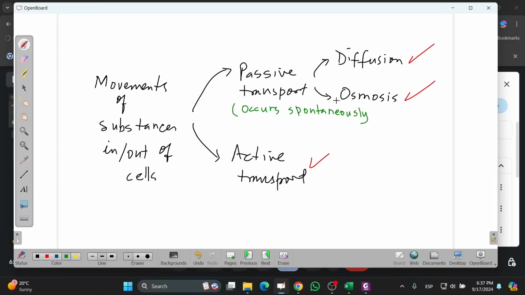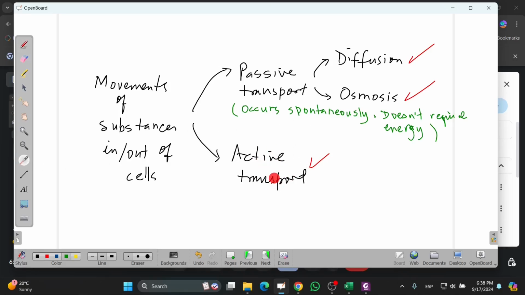And that means without any help. It happens spontaneously. That means it happens on its own with no help, and does not require energy from the cell.